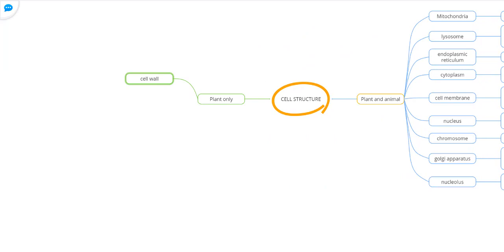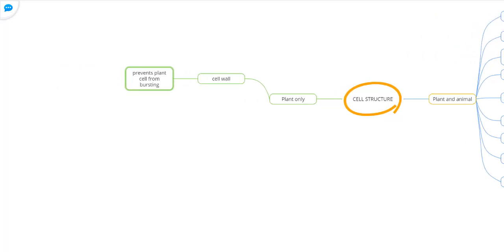Now, for organelles that are unique to only plants, we have the cell wall, and the function of the cell wall is to prevent the cell from bursting when it becomes turgid. We have the large vacuole. The function of the vacuole is to store waste products.